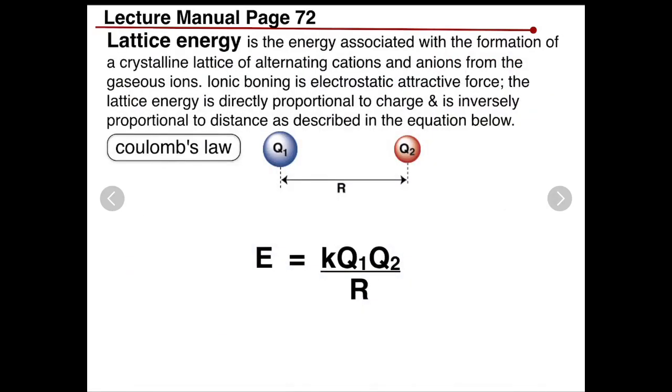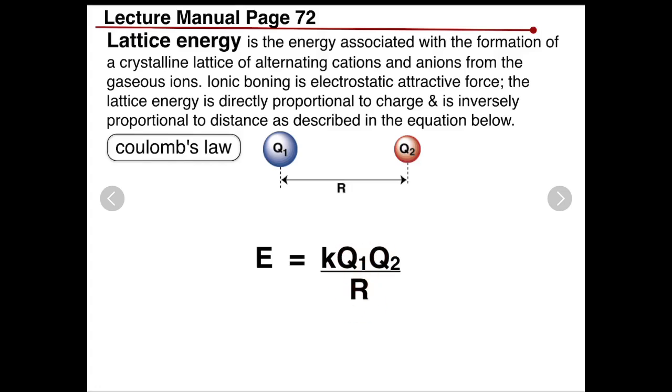All right, so now let's take a look at more detail of the lattice energy. To summarize what I said earlier, lattice energy is the energy associated with the formation of the crystalline lattice of alternating cations and anions from the gaseous ions. We already saw that with, for example, sodium and chloride ions. And ionic bonding is an electrostatic force. So in this case, the lattice energy is directly proportional to the charge and inversely proportional to the distance, because electrostatic force depends on charge and also on the distance as well.